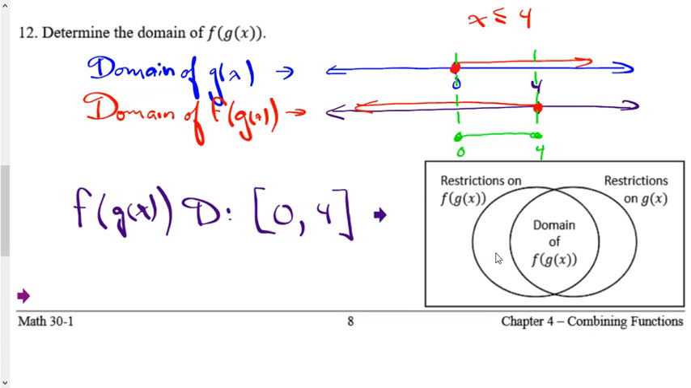So here, let's look at this Venn diagram, because here I've tried to summarize that. So g of x has some limitations, and those limitations are in this circle of the Venn diagram, that ellipse. Restrictions on the composition of functions are what are implied by the equation we're given. And where these two overlap, this middle section, that's the domain for the composition of functions.